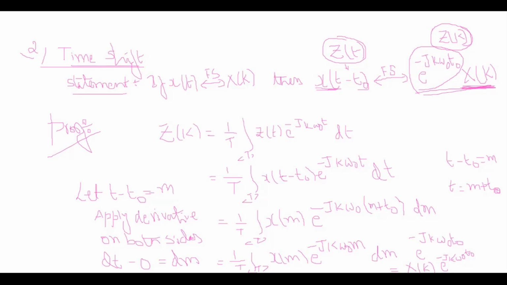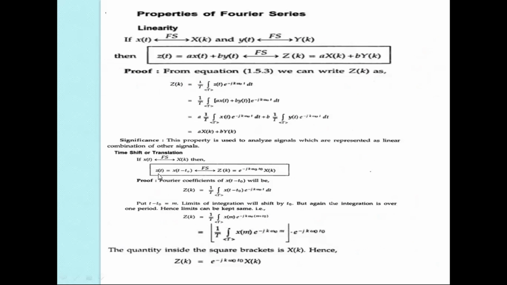Let's go to the next one. Before going to that, you see here also, z of t is equal to x of t minus t naught. The Fourier series z of k is equal to e power minus jk omega naught t naught into x of k. See the proof, taking z of k as the Fourier coefficients: 1 by T, the integral of x of t minus t naught, e power minus jk omega naught t dt.